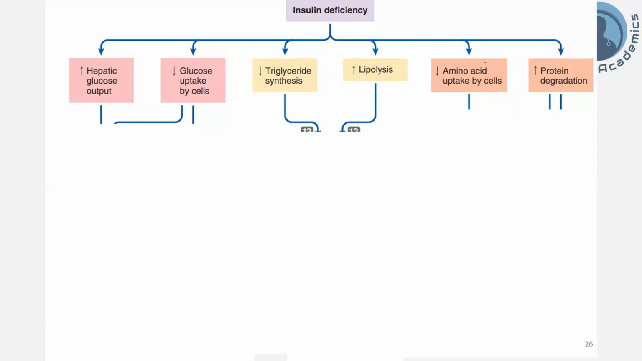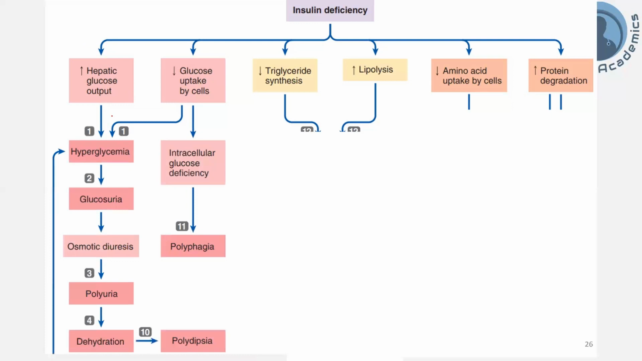And in the presence of insulin deficiency, there is decreased amino acid uptake by cells because protein synthesis is not being promoted, and actually protein degradation is occurring. So let's see the consequences of that. In the presence of increased hepatic glucose output and decreased glucose uptake by cells, there is hyperglycemia.